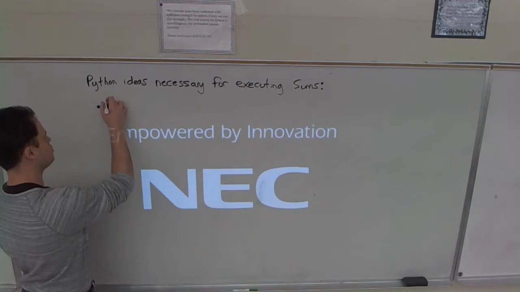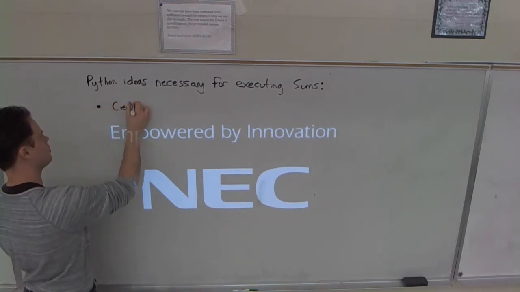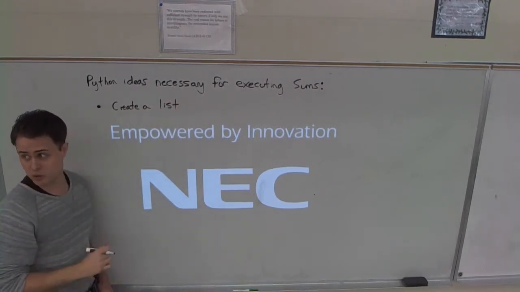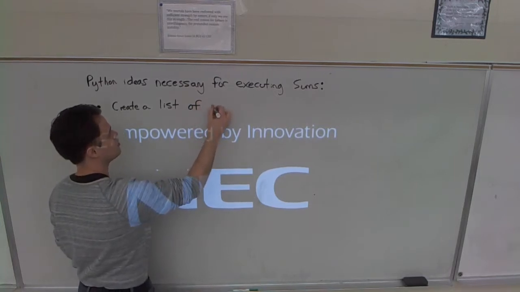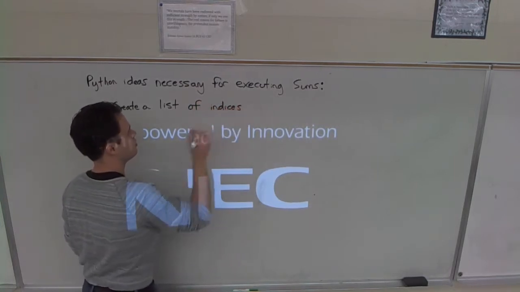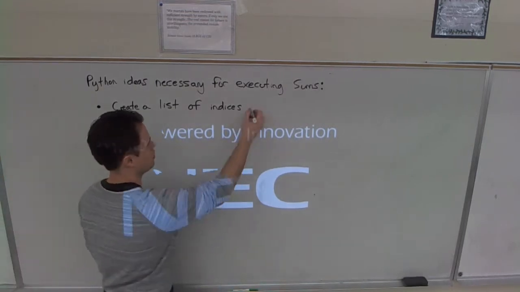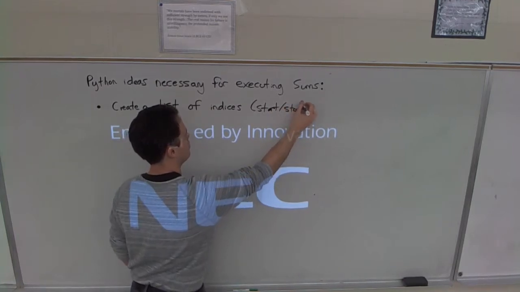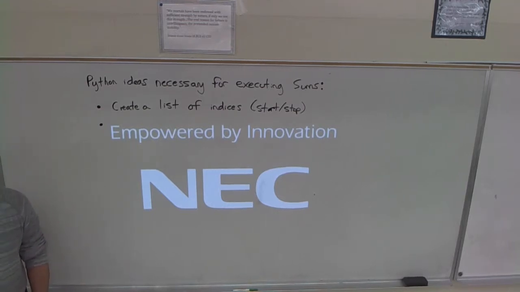So we need to create a list, like a sequence, right? Create a list of indices that tell us where to start and stop. So I guess you can put that if you want. Start and stop. So that's what we're going to need to have Python do first, is create that list and give it a name. We can kind of name it whatever we like.